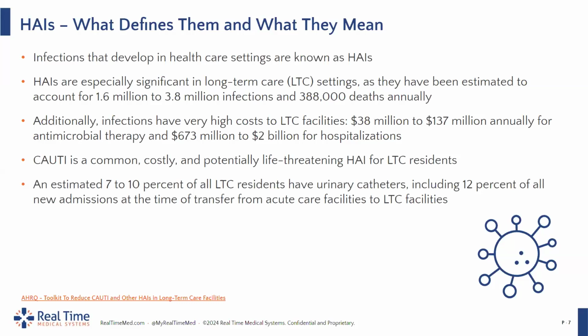In case you didn't know, but you probably can easily guess, our catheter-associated urinary tract infections are still common, costly, and potentially life-threatening infections, HAIs, for our residents. An estimated 7 to 10% of all of our long-term care residents have catheters, including 12% of all new admissions at the time of transfer from acute facilities to long-term care. There's a lot of residents that don't need our catheters. So get yourself familiar with your regulatory requirements regarding our catheters, and make sure you've done all of your due diligence to try to reduce those catheters in your facility.